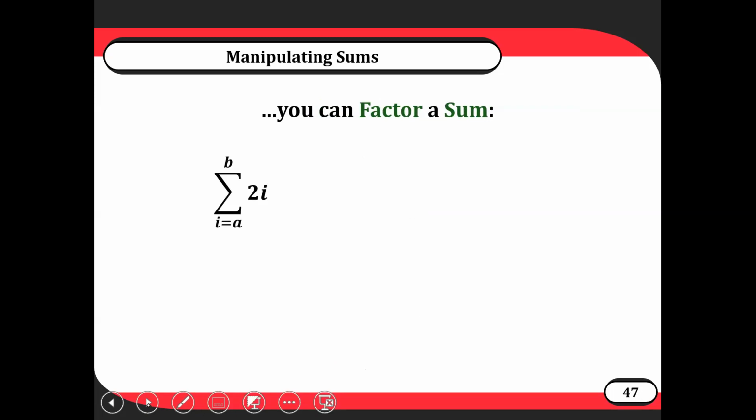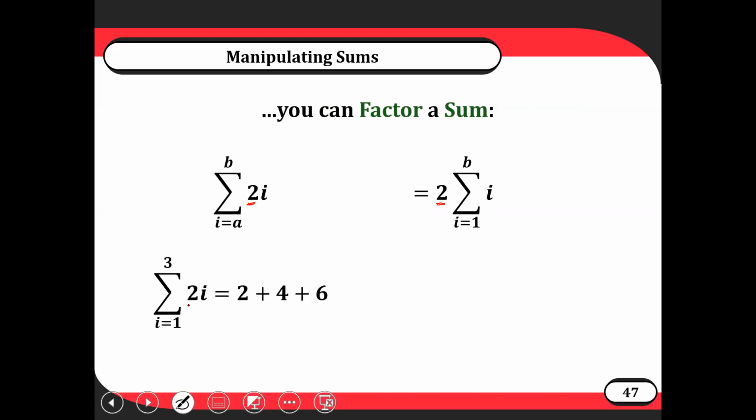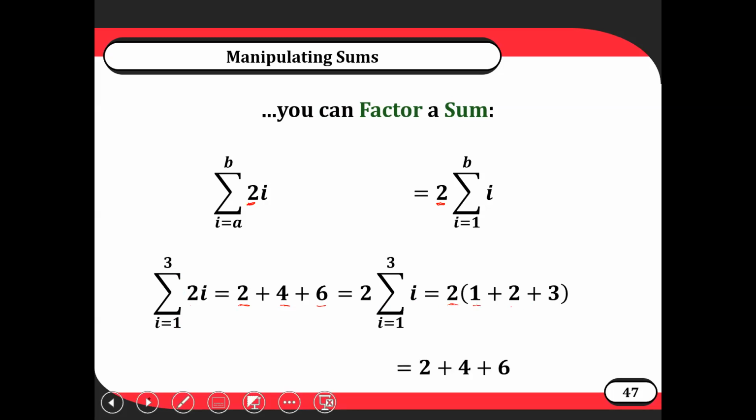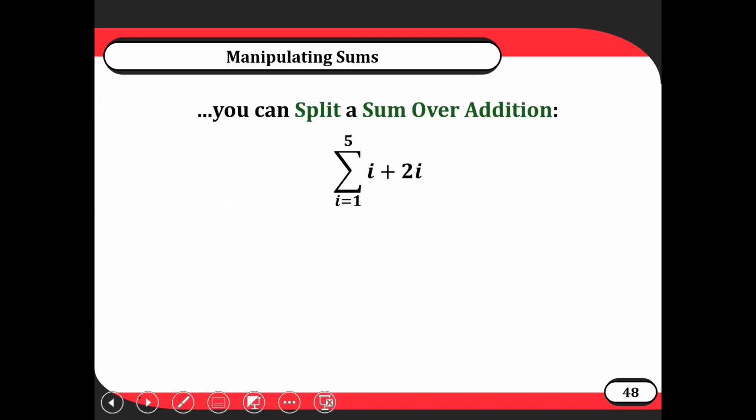We can factor a sum. If I have some common factor on all my items, I can take that common factor out. Here 2 is a constant, and now I can take that constant out because, for instance, if i equals 1 to 3, I get 2 plus 4 plus 6. Whereas if I take that common factor out, then I get 2 times 1 plus 2 plus 3, which if I reevaluate and multiply 2 times each term, I get back to my original expression. So any constant that occurs in that sigma notation, we can take out as a common factor.